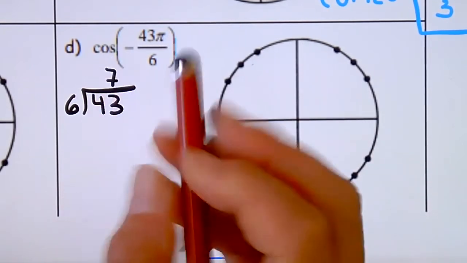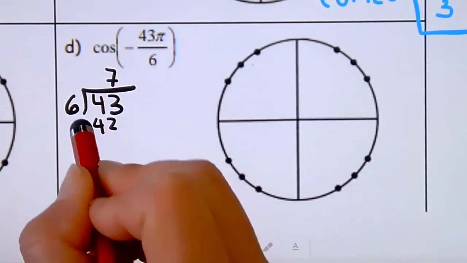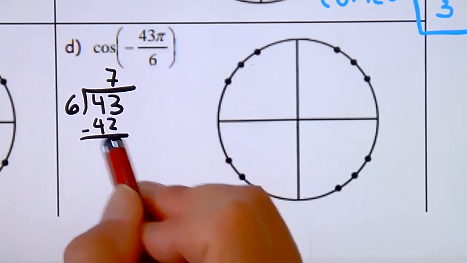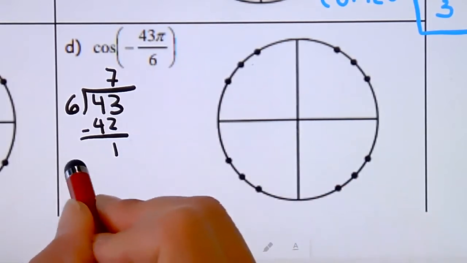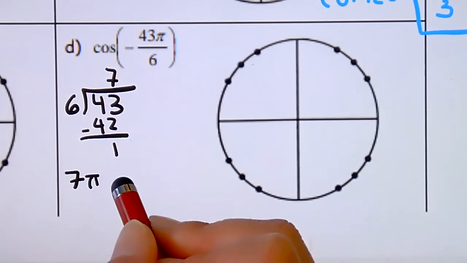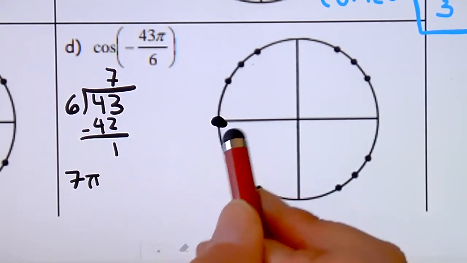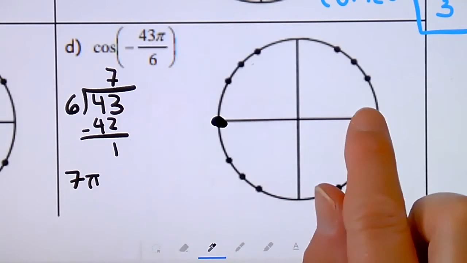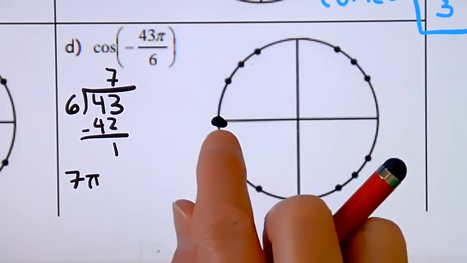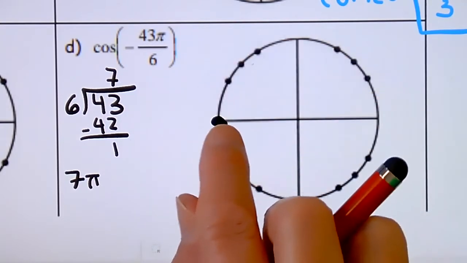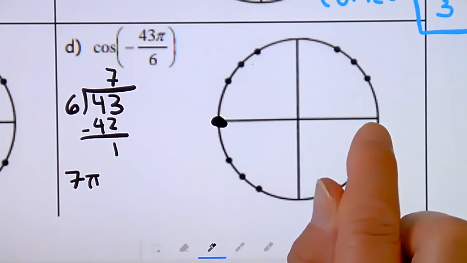So this goes in 7 times, which is 42. We've got a lot of 7s today. Bring down the 1. So this means we're going to have 7 pi. We're going to go 7 pi, which means I'm going to go to here. And actually it's negative, but whether I'm going positive or negative, my 7 pi will be here, because this is always my odd. This is always my even.